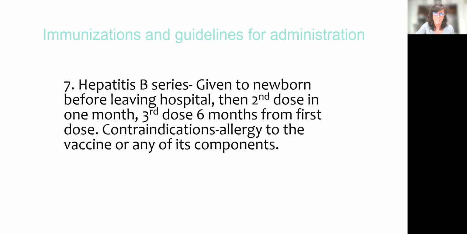Hepatitis B series. So we give it to the newborn. That's the first immunization that they get before they leave the hospital. And then they get their second dose in 1 month. And the third dose is 6 months from the first dose. Any contraindications to this would just be the same as the other, allergy to the vaccine or its components. Other than that, hepatitis B.